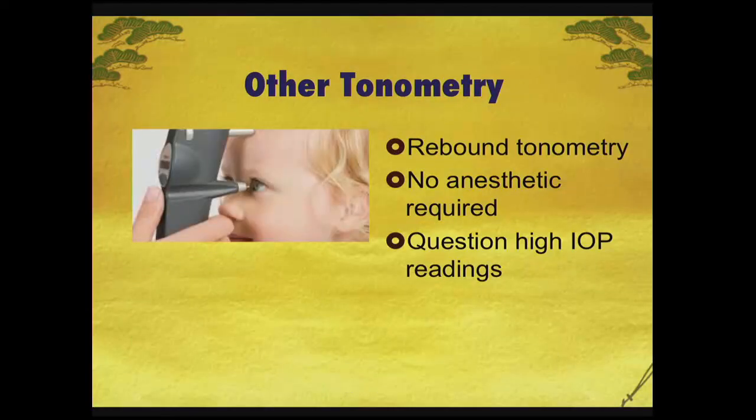This is the rebound tonometer. This shoots a little pinhead at the cornea, and how fast it comes back to the instrument somehow gets translated into the intraocular pressure. Its advantage is that you don't need to use anesthetic. So it's great for kids. There have been a number of studies lately that show that you should question very high pressures. If you get a high pressure with this instrument, you should try to measure the pressure with something else, because it can be off by 10 millimeters of mercury. But if you're in the normal range, it's probably accurate.